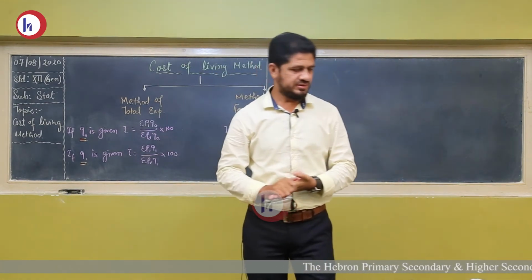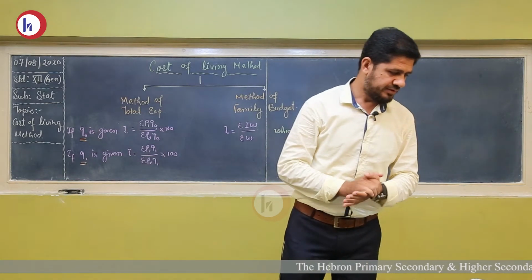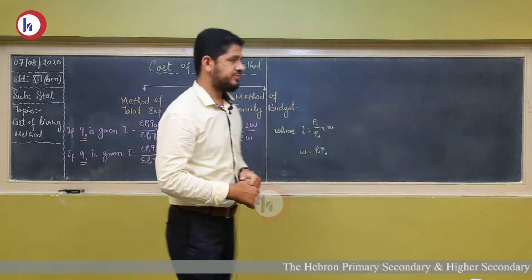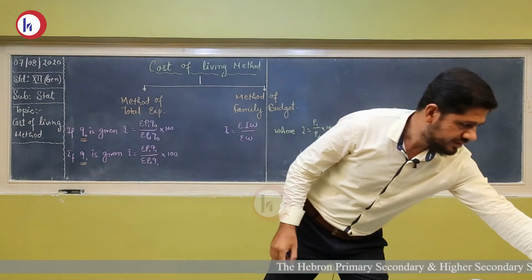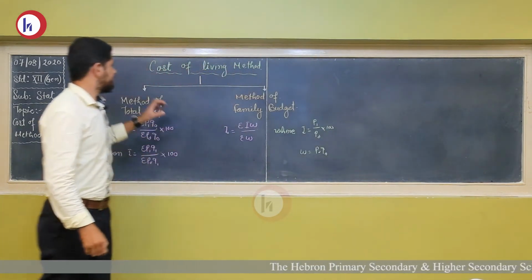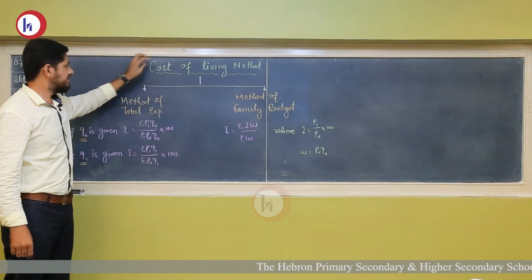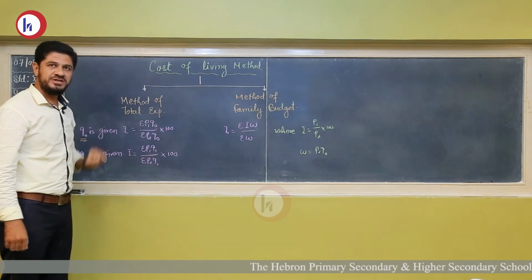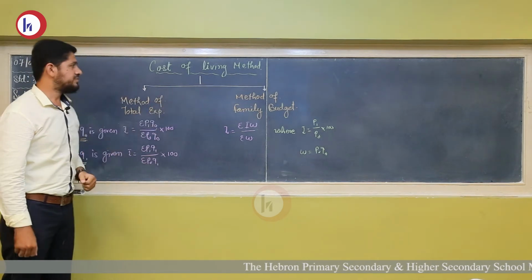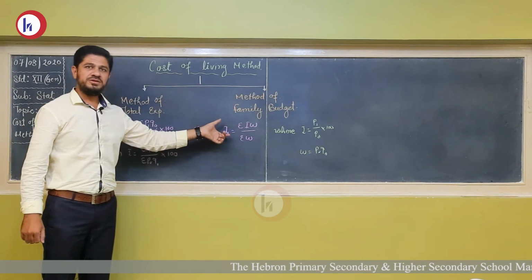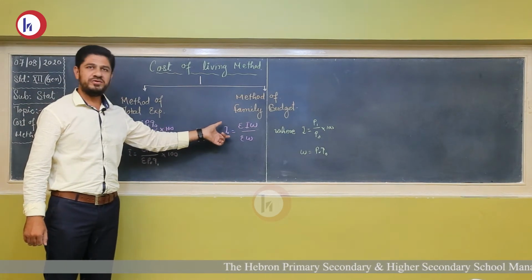Okay students, let's come to exercise number 1.4, page number 38. In this exercise, we need to find the values of index on the methods of cost of living. So friends, this chart shows the two different methods of cost of living. One method is the method of total expenditure and the second one is the method of family budget. If you see the formula, you know that we have already learned about that, right?